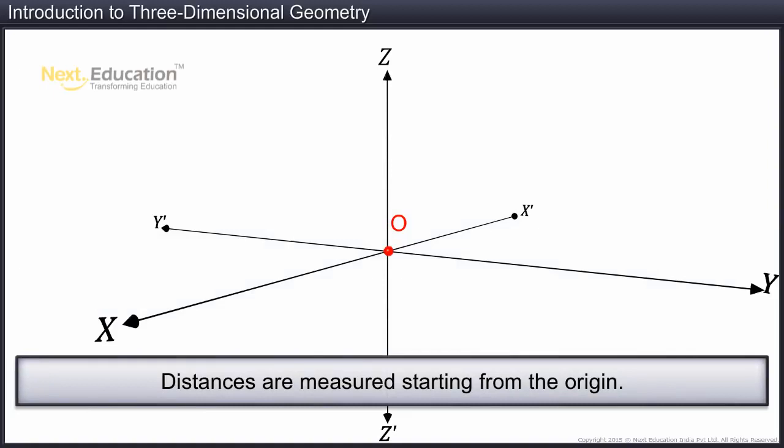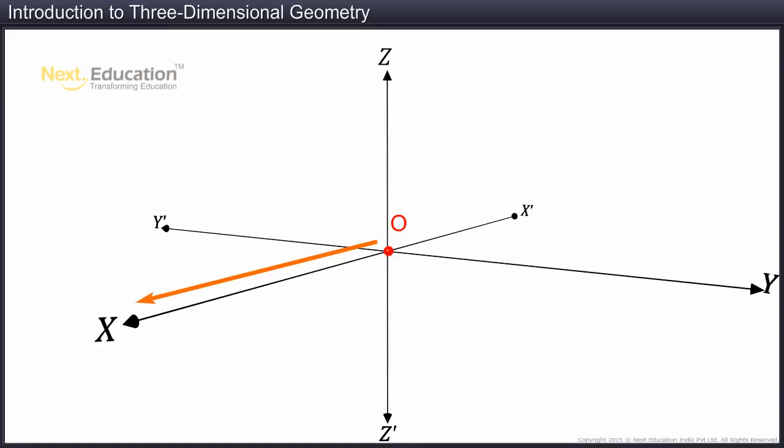Distances are measured starting from the origin. Distances measured in one direction are taken as positive and in the opposite side as negative. For example, the distance measured from the origin along the x-axis along the direction shown is taken as positive. The distance measured from the origin in the opposite side is considered negative. To indicate this, we assign the symbol x dash. A similar convention is followed for calculating the distances along the y and z axes.